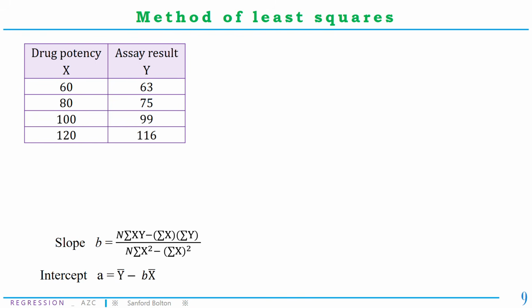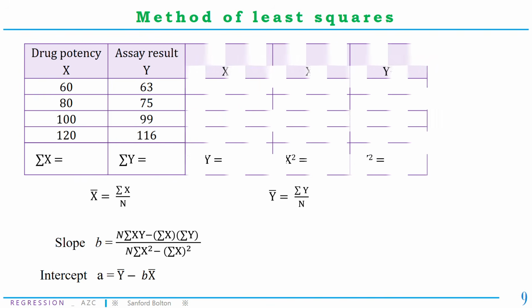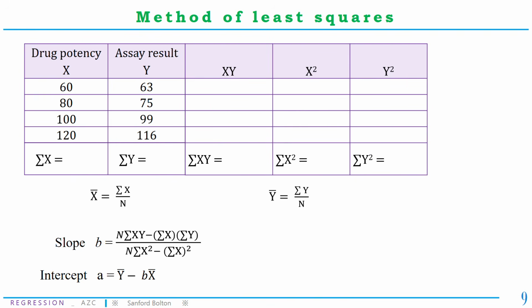Let's identify slope and intercept of the previous data of drug potency and assay result. To calculate intercept, we need the values of x bar and y bar, and further, we need to extend the table to calculate values needed to solve the equation of slope. Now, step by step calculate the values of sigma x, sigma y, sigma xy, sigma x square, and sigma y square.